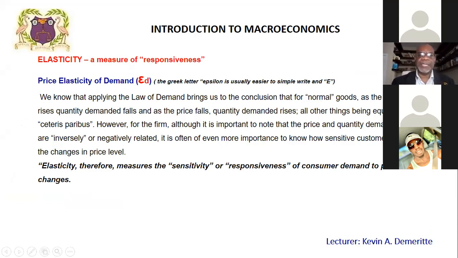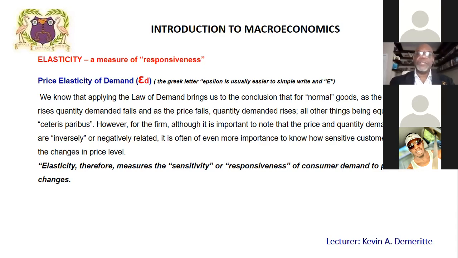Elasticity is simply a measure of responsiveness or sensitivity. And we're going to start our discussion talking about what is called price elasticity of demand, usually written as the Greek letter epsilon and the lowercase d, but we most often write it as just simply the capital letter E with a lowercase d. It's used the same, it's just easier to write for some persons who don't have the familiarity with the Greek alphabet. All right, so what do we mean by elasticity?